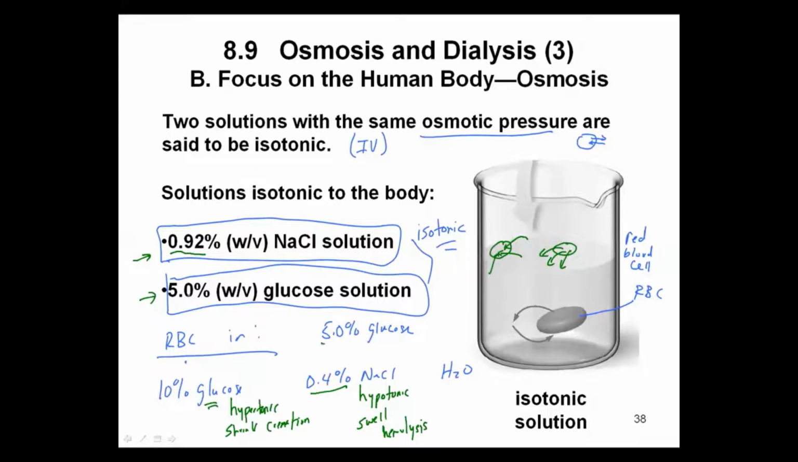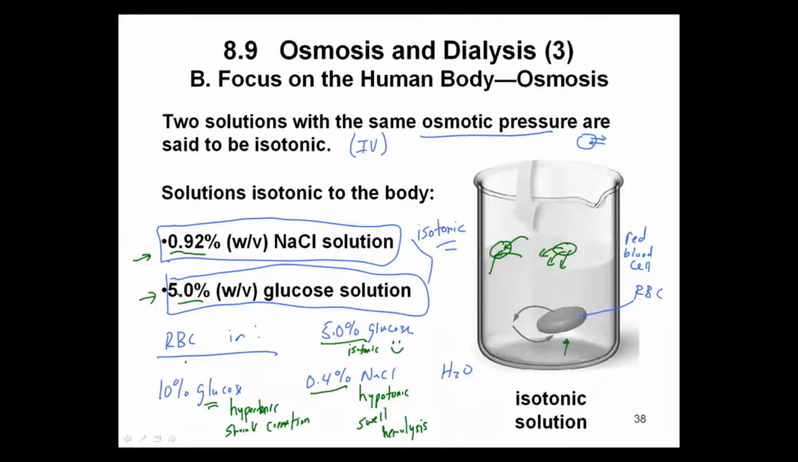5% glucose is 5% glucose, which means we're going to get this situation right here. That is going to be isotonic, and the cell will be fine. It'll be a happy cell in that case. Water is going to flow in and out of the cell at an equal rate, and the cell should be perfectly fine. Any questions on those first three?